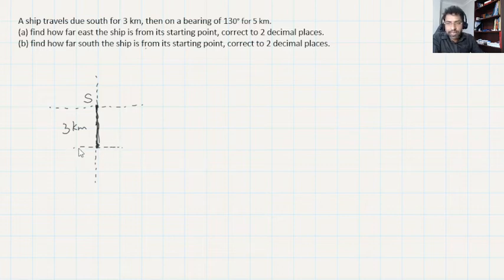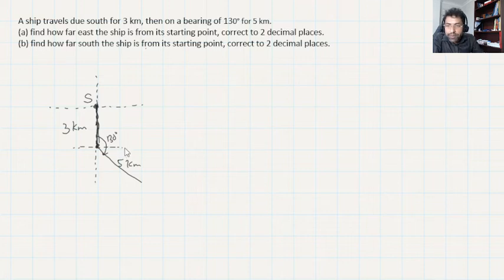I'm drawing north and south, so a 130 degree bearing, going 5 kilometers, kind of like that. So after making the 130 degree bearing, it goes 5 kilometers. How far east is the ship from the starting point? From the starting point means from there, right?